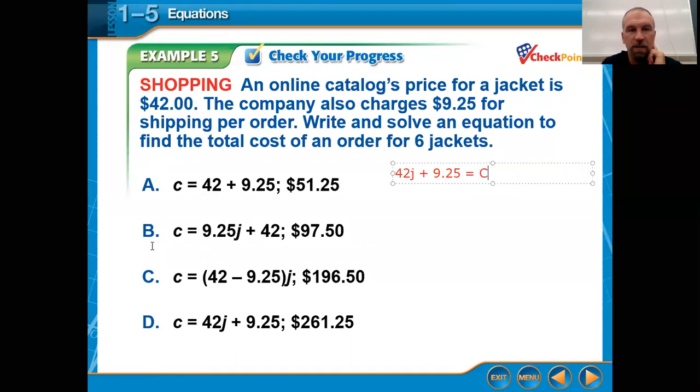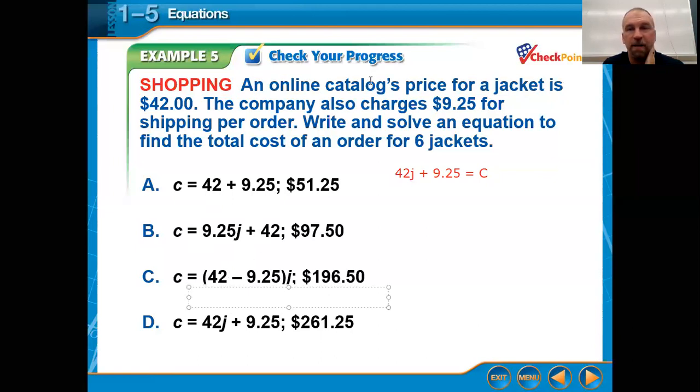All right, well, let's take a look at these. C equals 42 plus 9.25, no good. C equals 9.25J plus 42. No, that's 9.25 times the number of jackets, but that's shipping. That's not the cost of the jacket. C equals 42 minus 9.25 in parentheses, no way. 42J plus 9.25. There's my good looking answer right there. It looks like my answer is going to be D.